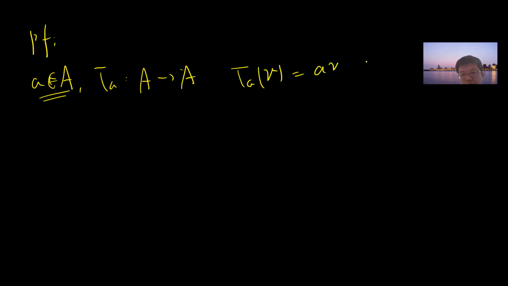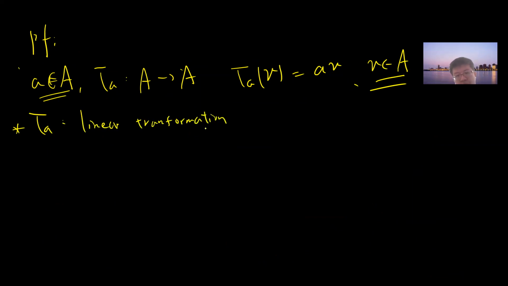If a belongs to the algebra A, you can define a transformation called T_a. You define T_a(v) to be av, where v belongs to A. Forget about the linear vector space, I'm talking about an algebra, so any two elements in the algebra can be multiplied. Check by yourself that T_a is a linear transformation.